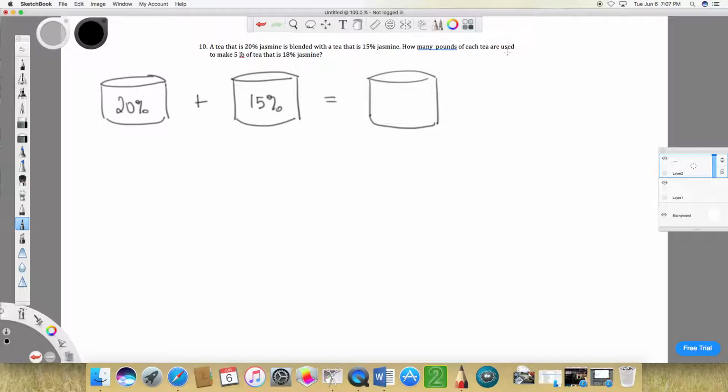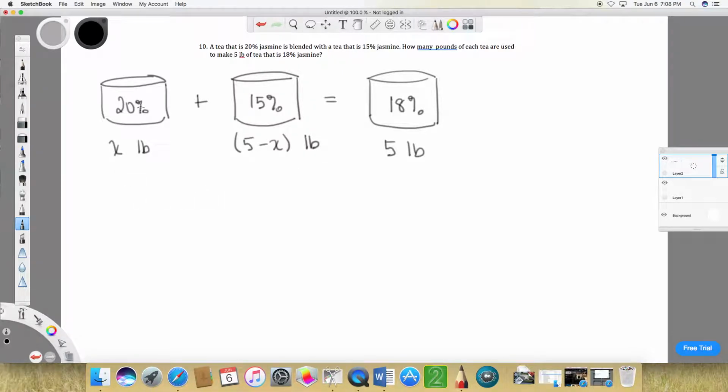How many pounds of each tea are used to make a 5-pound mixture of tea that is 18%, and 18 is larger than 15 but smaller than 20. Now it wants how many pounds of each, so it doesn't matter which of these that I call X. So I'm going to call the 20% X pounds, and then since they have to add up together to 5 pounds, this has to be 5 minus X.